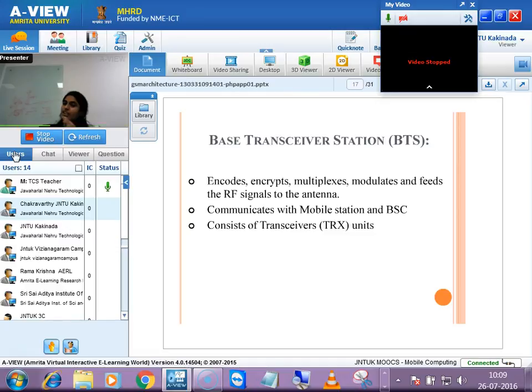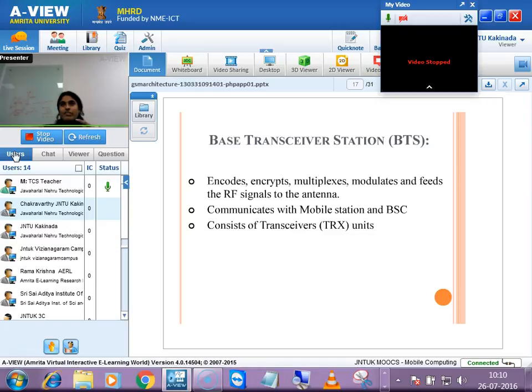There can be channels, and channels will be broadly classified into control channels and traffic channels. And in control there will be common control channels and dedicated control channels. And similarly, traffic channels. See, one is common, one is dedicated. Under common, you'll have control channels, traffic channels. Under dedicated also, you'll have control channels, traffic channels.